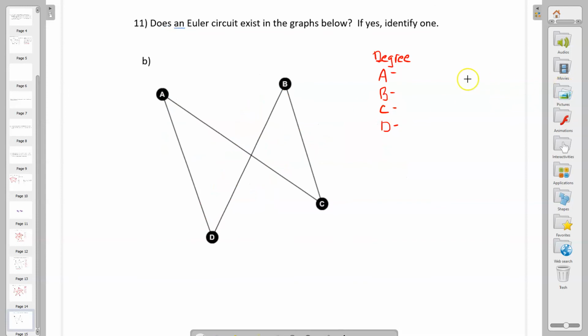Same question with this graph. We can see very quickly that the degree of each vertex is the same. It's 2. We've got even degrees on all vertices, and it's not too hard to see that we can go A, D, D to B, to C, and back to A. We started and ended at the same vertex, and we covered all of the edges, so we do have an Euler circuit in this case.